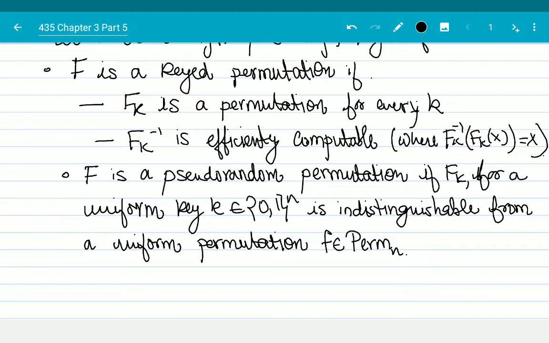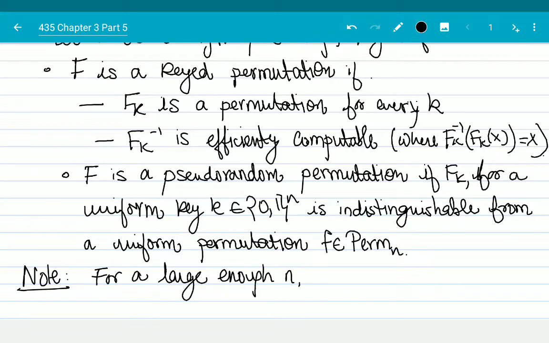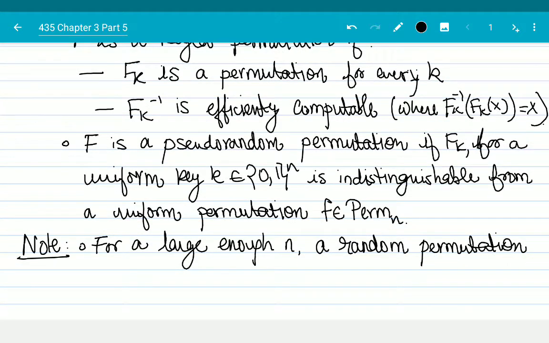Now, what does happen is, note, for a large enough n, a random permutation is actually indistinguishable from a random function.